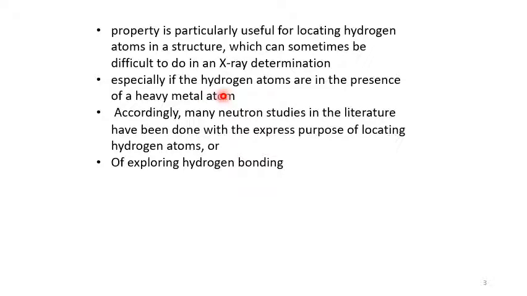In the X-ray diffraction pattern, the hydrogen peak will not appear, because X-rays are not much scattered from hydrogen. Accordingly, many neutron studies in the literature have been done with the express purpose of locating hydrogen atoms. So, in many studies, neutron diffraction is used for locating the hydrogen atoms in the structure, or of exploring hydrogen bonding. With the help of neutron diffraction, we can also study the hydrogen bonding in material structure.